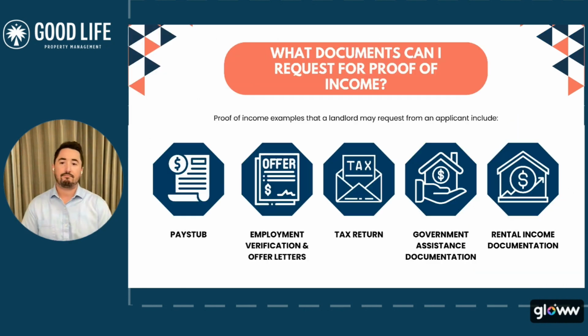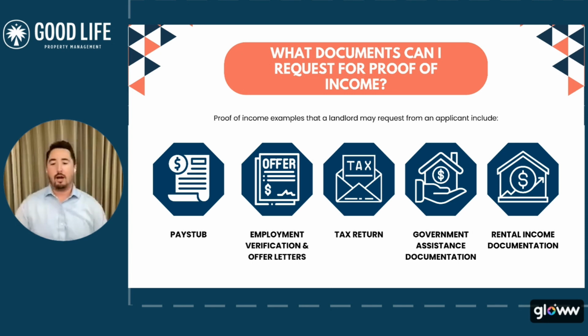So, segueing a little bit into proof of income, what documents can you actually, or should you actually, require for this section of your application? The first, and generally the easiest, are pay stubs. Everybody who has a normal job gets a pay stub. You get paid weekly, bi-weekly. This is by far probably the easiest way to actually prove income.